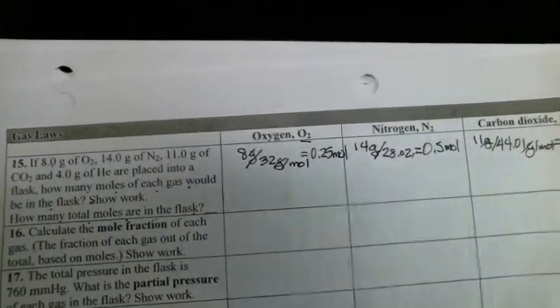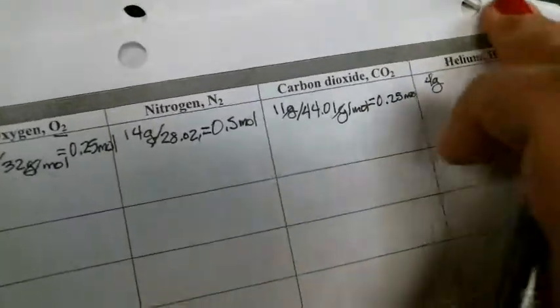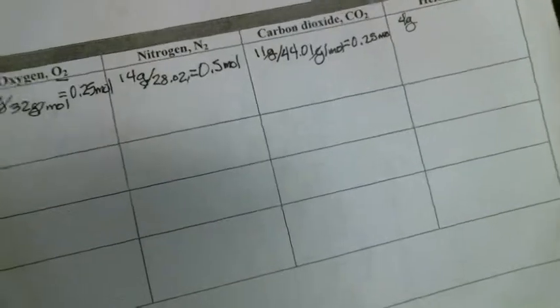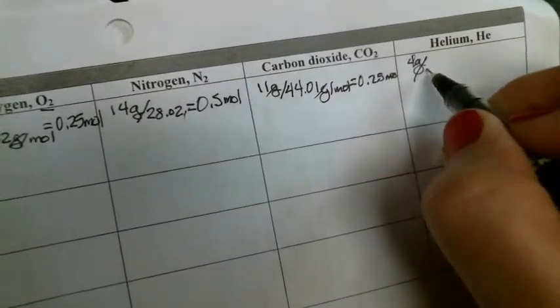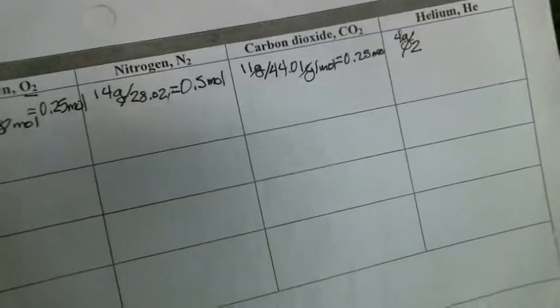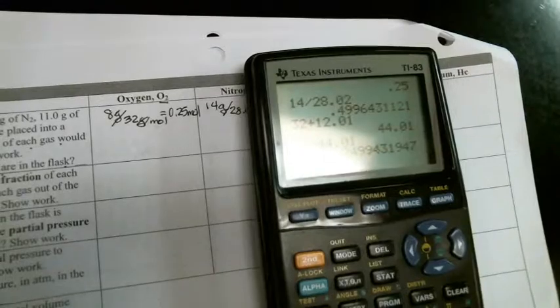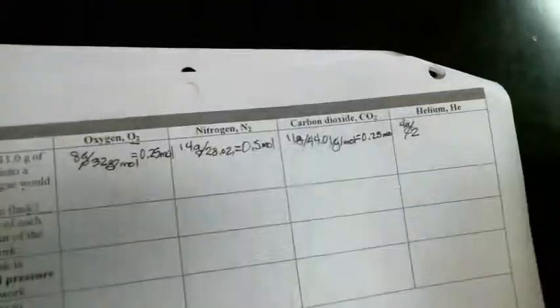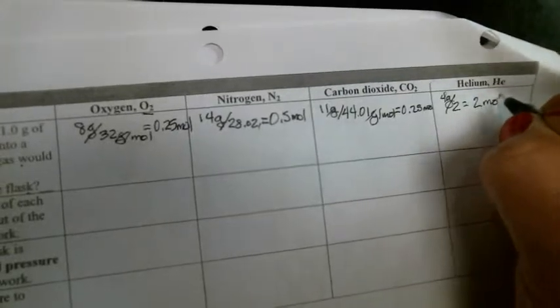And it tells me 4 grams of helium. If we look on the periodic table, helium weighs, it's the second one, 2. So 4 divided by 2. 4 cookies divided by 2 people, everyone gets 2 cookies. So that is 2 moles of helium.